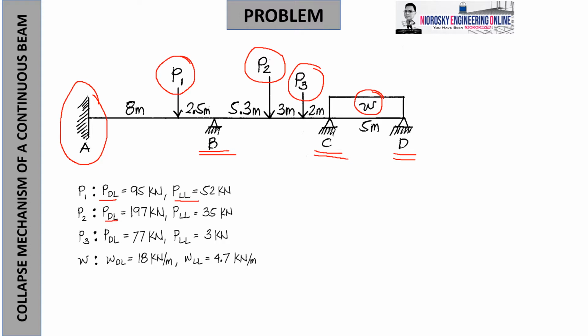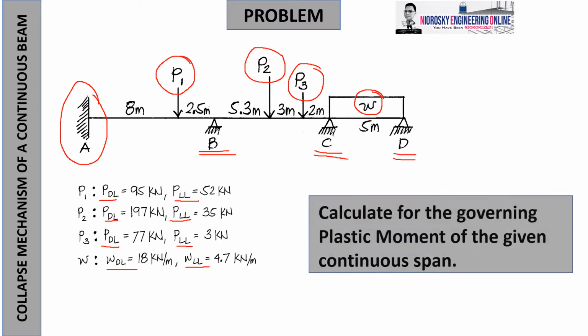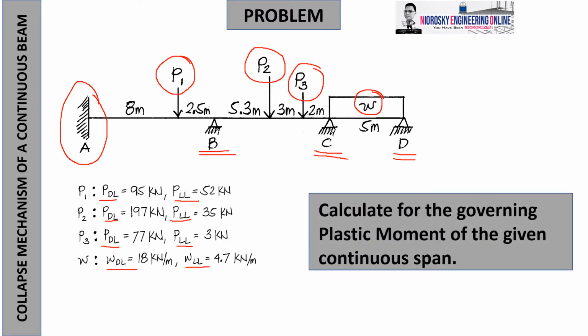So meaning, we need to analyze this based on ultimate state design and then turn it back to nominal state, just like what we have done numerously before this video lecture under collapse mechanism. And our main objective is to calculate the governing plastic moment of the given continuous span. We will also compare it to the moments if we are going to solve this using theory of structures.